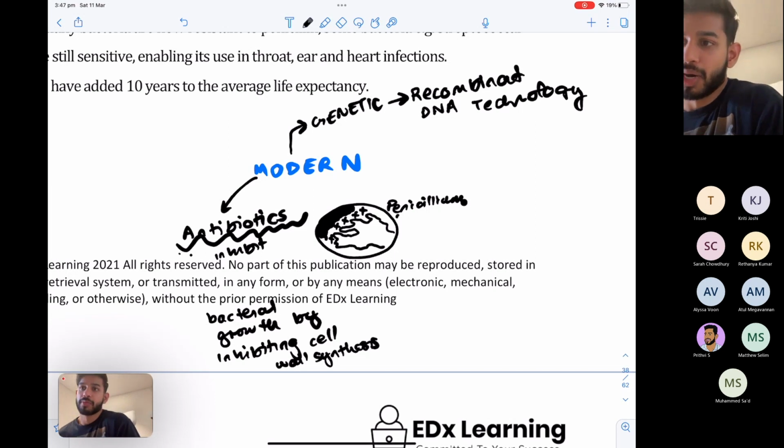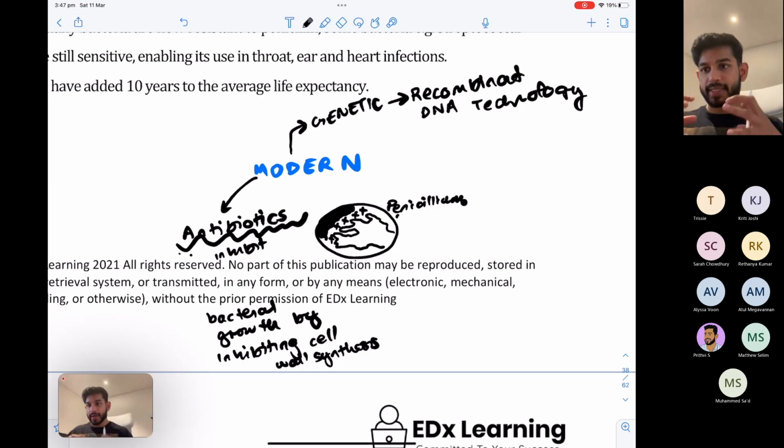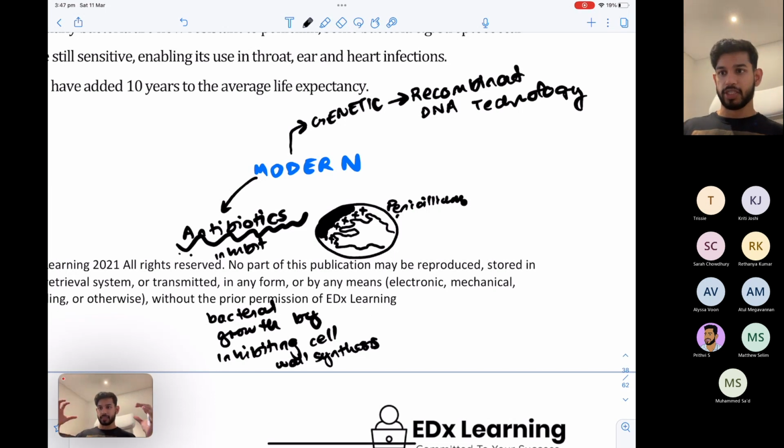Recombinant means recombine. We can recombine DNA nowadays from one species to another species. So when we take a gene from one species and we place it in another species, that's a transgenic organism, which is what Alyssa is talking about. Nowadays, we have the ability to get genes from one plant, put it in another plant or another organism.